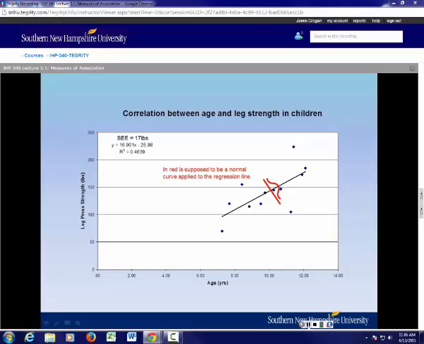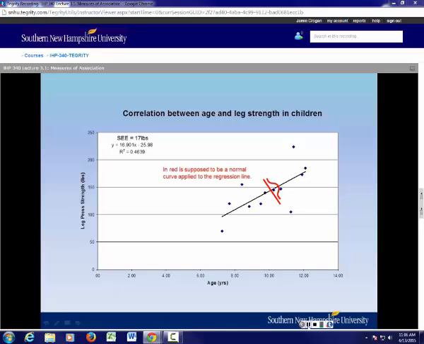Now, if I told you that the standard error of estimate is 17 pounds, that means that the predicted y for that 10-year-old is accurate plus or minus 17 pounds. And that 17 pounds, that's the standard error of estimate. That is generated along with this regression analysis. It tells you the prediction error.